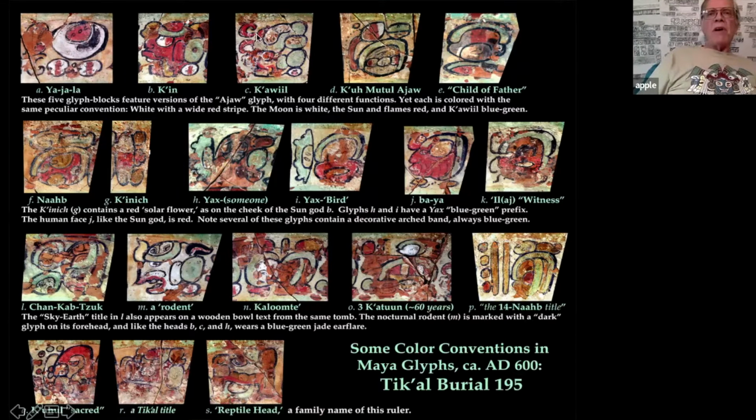Kawil has flames coming off his torch. The torch is red. The flames are red. He's got this mirror on his forehead. The mirror's a different color than his actual forehead, which is green. The ear flare and this patch on the side of his face. He's got red lips and white around the red lips.